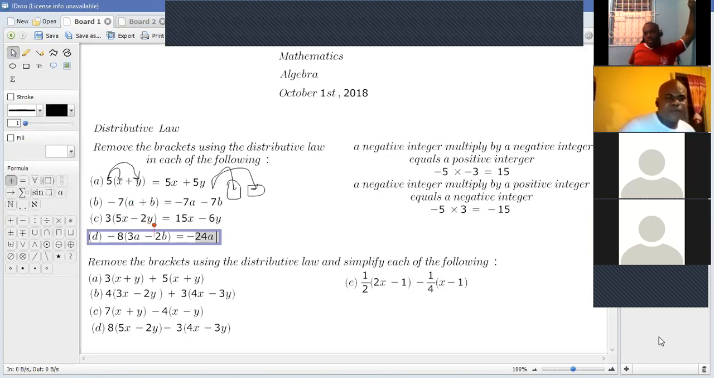All right. So we multiply now by a negative 2. Okay. So it will be positive 16b. Very good. Because a negative times a negative gives you? Positive. Good.